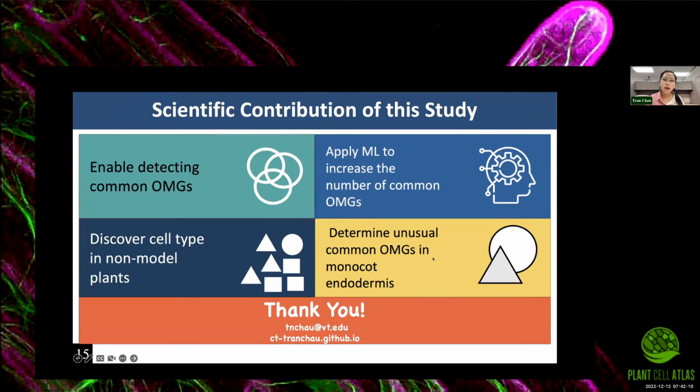In this study, we make 4 contributions. First, this study allows us to detect the common OMG. Second, after we apply machine learning method, we realize that machine learning is very helpful to increase the number of common OMG among 3 plant species. Third, after we found the common OMG in 3 plants, we can use it to discover the cell type in non-model plants. And last one, this study allows us to determine the unusual common OMGs in monocot endodermis.